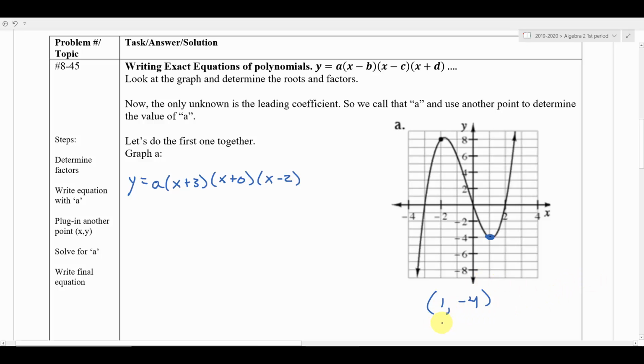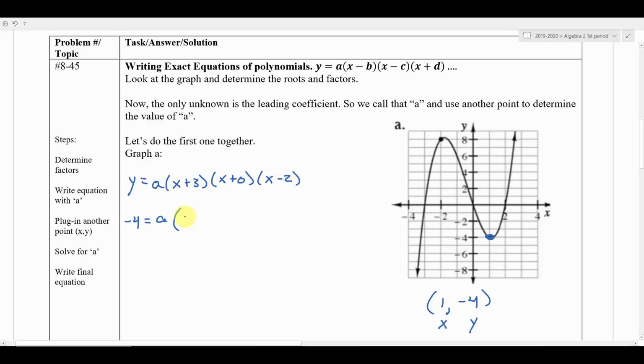So what that means is I'm going to take x and let it be 1, and I'm going to take y and let it be -4. This thing right here is what's called a partial equation, and it's partial because we don't have all the missing pieces. We don't know what the a value is. So I'm going to take this 1 and this -4, find my x's and my y's, and replace those with the values from this point. So y is going to become a -4.